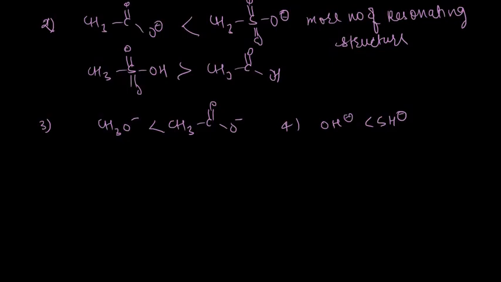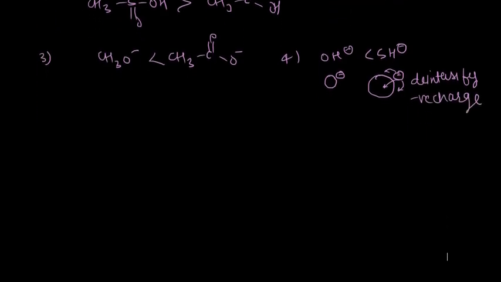Fourth, we have O minus and SH minus. In both cases we have the same negative charge, but O minus is a smaller ion and SH minus is a larger ion. So the negative charge disperses over the whole molecule. It de-intensifies the negative charge. So that's why it is a stable compound. So H2S is a good acid and SH minus is a good leaving group.